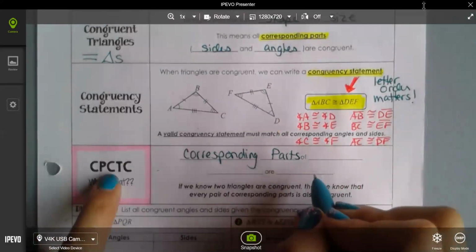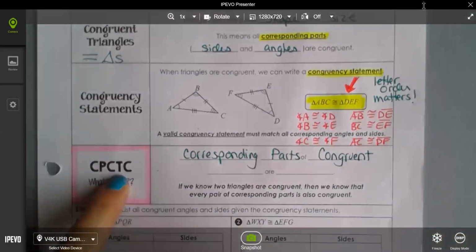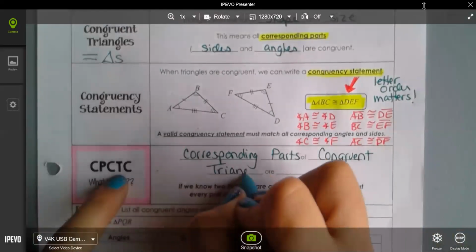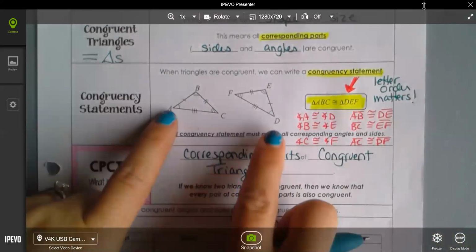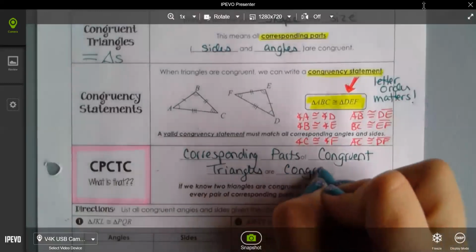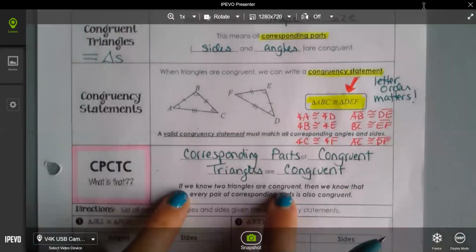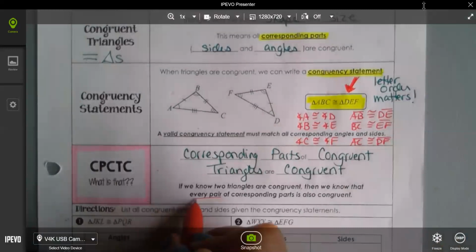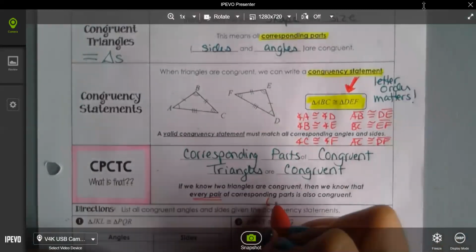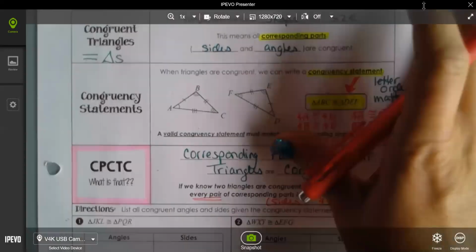Corresponding parts of C, congruent. T, we're talking about triangles. Corresponding parts of congruent triangles are congruent. If your triangles are congruent, then so are their parts. If the parts are congruent, so are the triangles. If we know that two triangles are congruent, then we know that every pair of corresponding parts, which means sides and angles, are congruent.